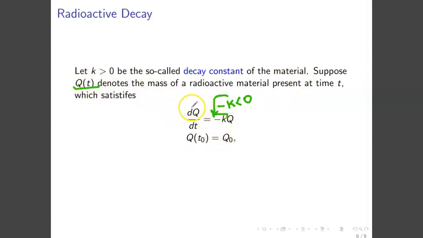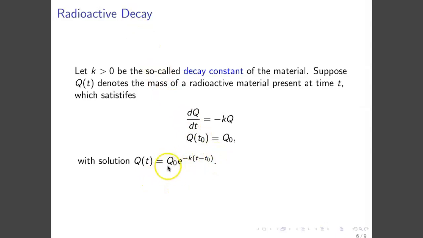And so we can write this differential equation basically saying that the rate of change of that mass, of the amount of material, is equal to minus k times q. There is an initial condition q sub 0. Using separation of variables, we can find the solution of this linear differential equation, and that solution, assuming that it is starting at t sub 0, has this particular form.